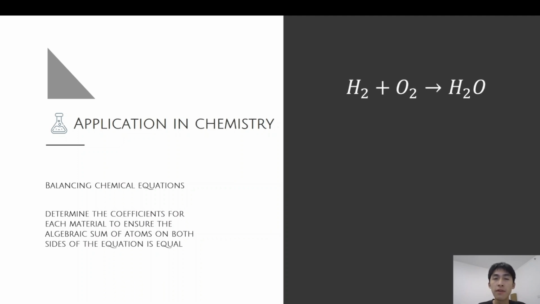Let's first look at a very simple reaction. Hydrogen reacts with oxygen to form water. This reaction is so straightforward that we can easily determine the appropriate coefficients by observation. That is this equation. But what if the equation becomes more complex?